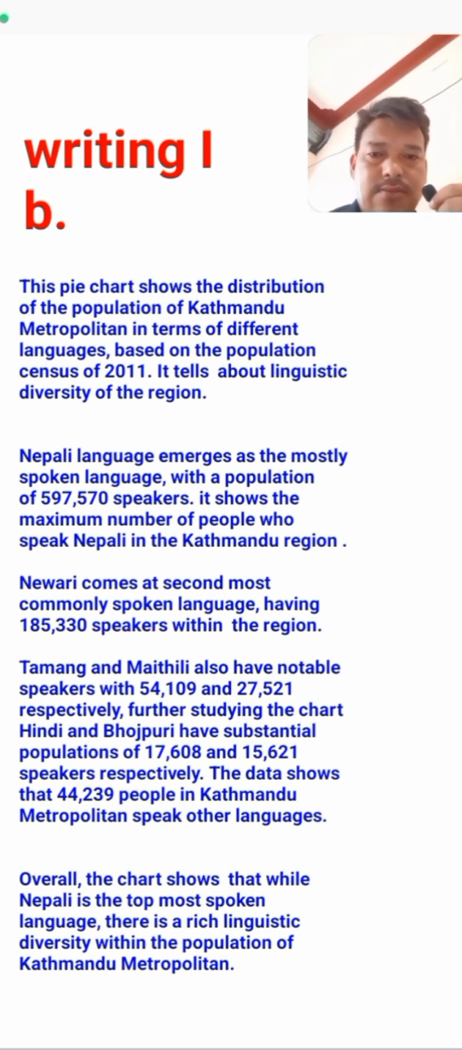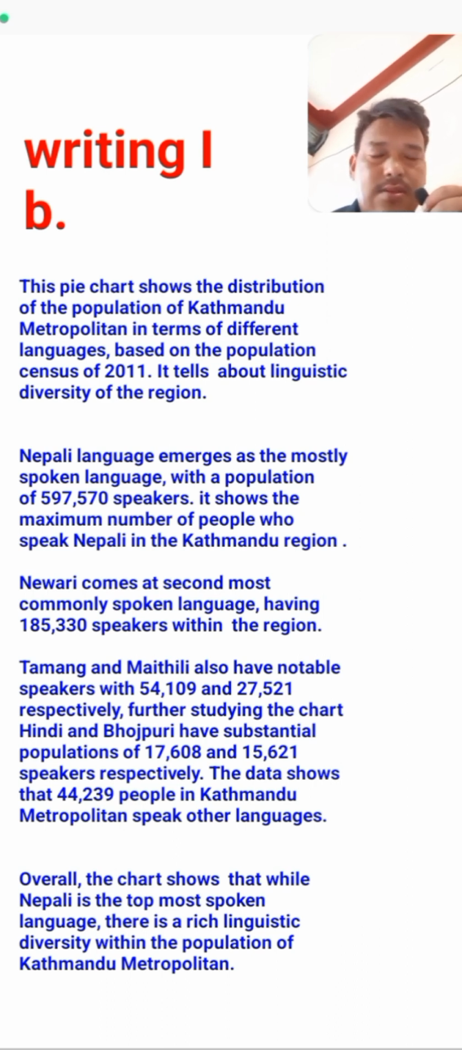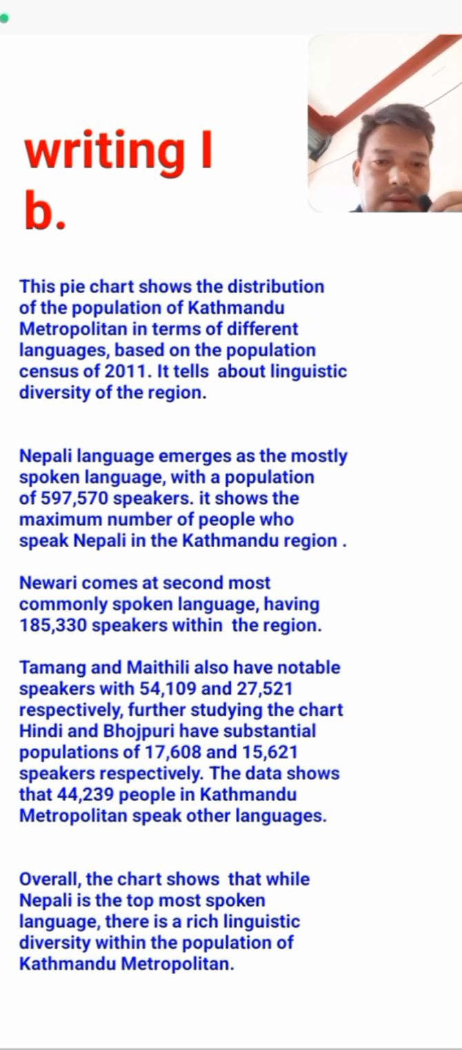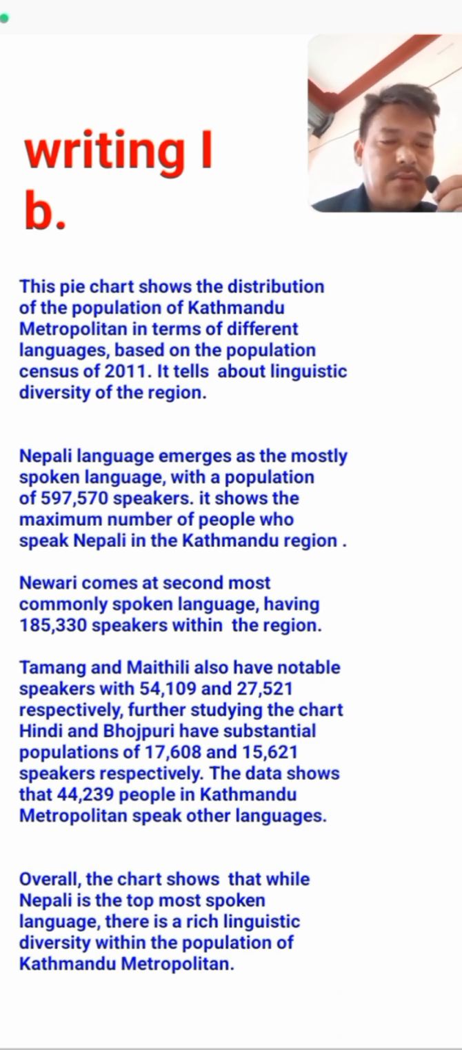Rest of them, like Tamang and Maithili, also have notable speakers, with 5.5% and 4.54% respectively. Further studying the chart, we can see the Hindi language and Bhojpuri, with substantial populations of 17,608 and 15,621 speakers respectively. And the data shows that 44,239 people in Kathmandu metropolitan speak other languages, except Nepali, Newari, Tamang, and Gurung.